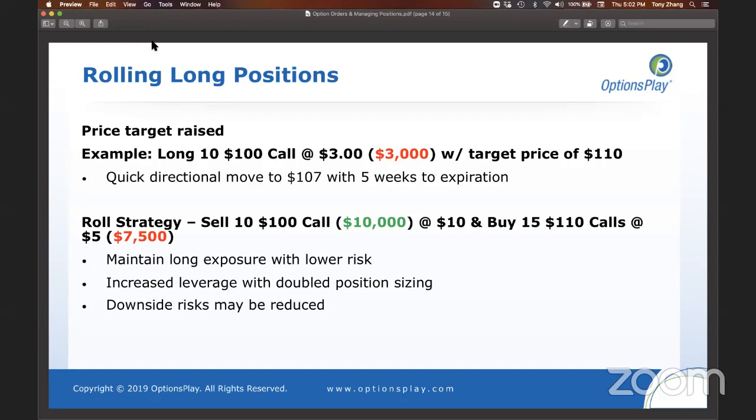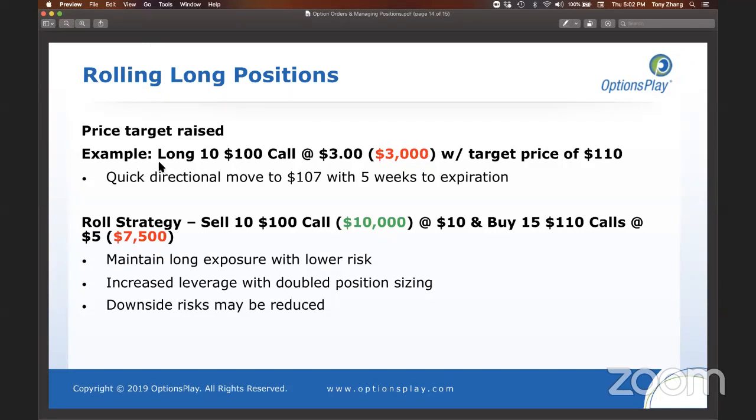When things go against you, the rule of thumb, generally speaking, is to cut your losses and move on, because any of these roll strategies, when things are going against you, typically do not work out as well. You do have to put on more risk to trade that, and you never want to add more risk to a losing trade. So in the last example, I have the same example.